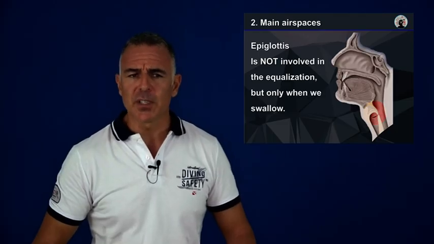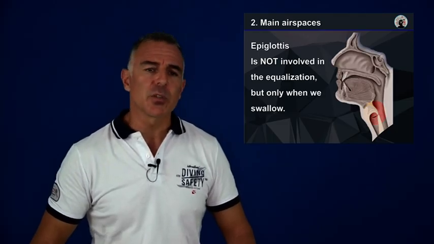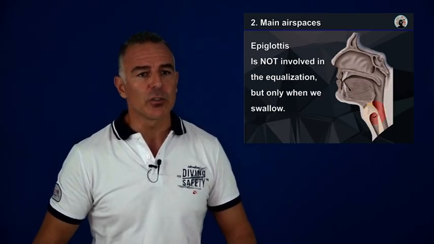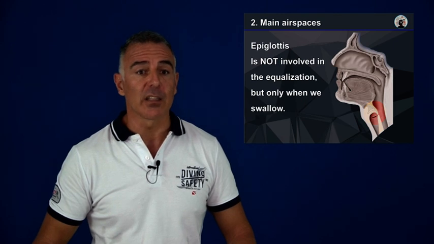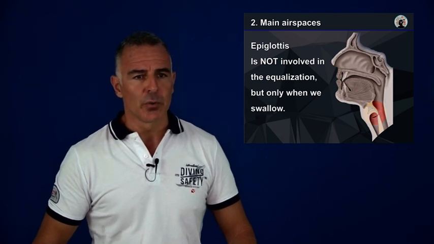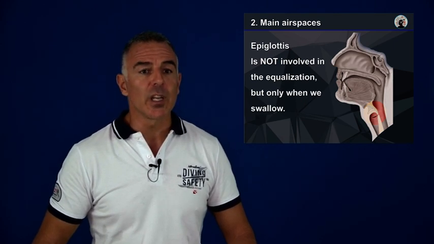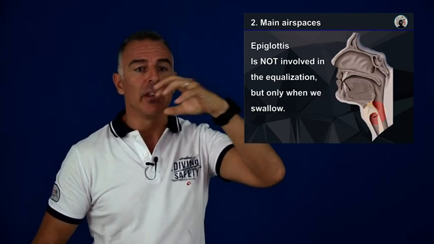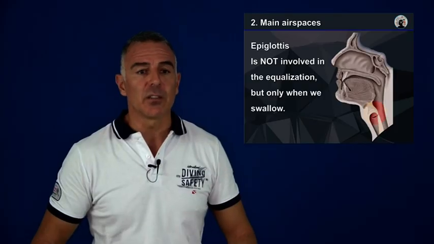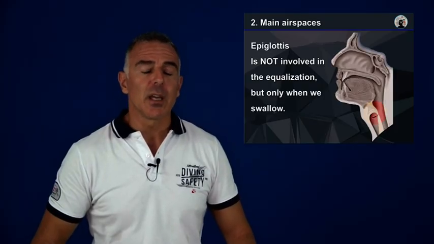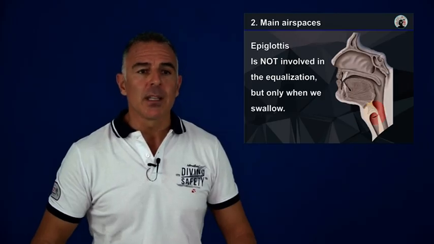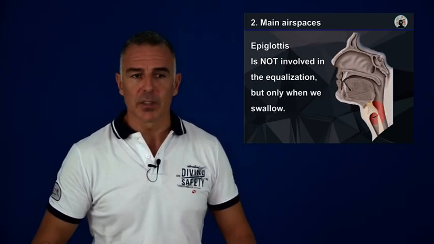Why am I talking about these organs at this moment? Because I know that there was some confusion, and in different didactics they say that the epiglottis is the organ that divides the lungs and the oral cavity. This is not true. The epiglottis only moves and bends, helping the food to glide into the esophagus instead of falling down the throat when we swallow. During a dive, when we equalize, the epiglottis is not involved at all.